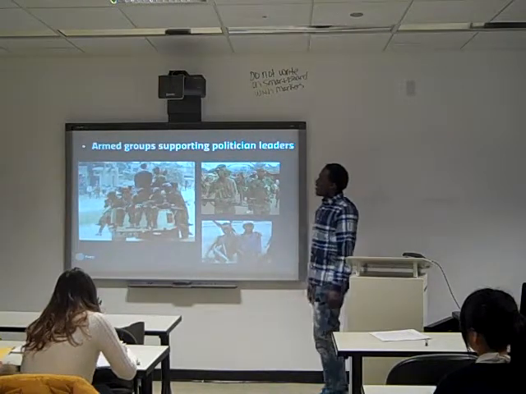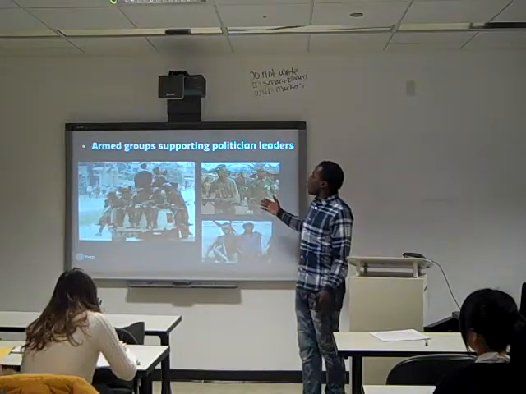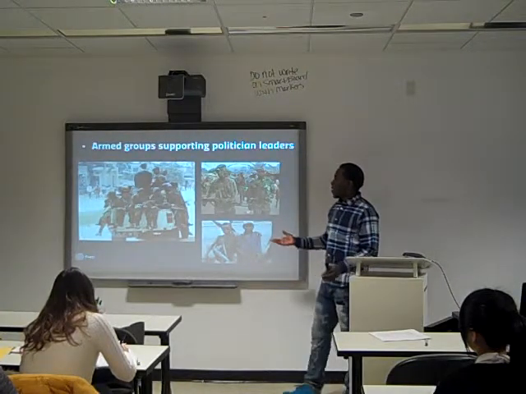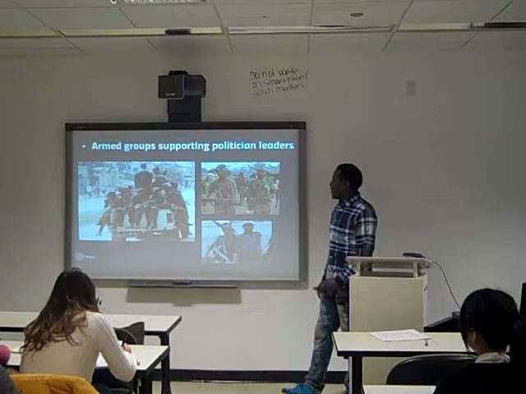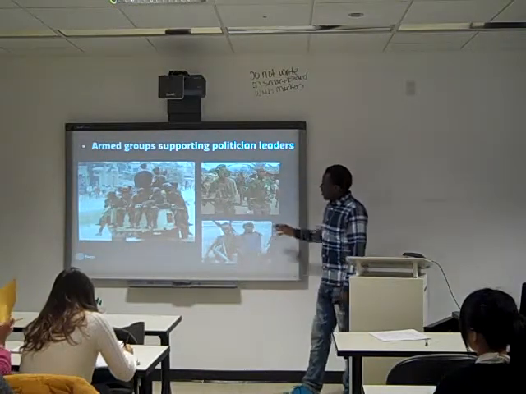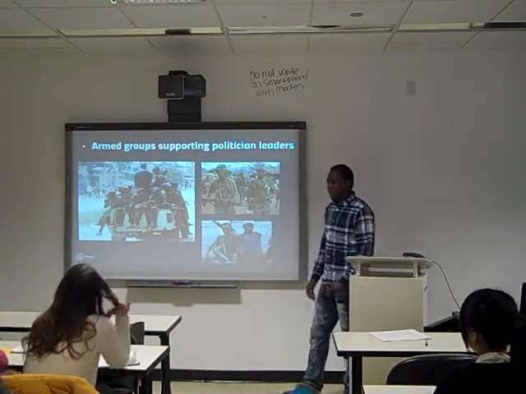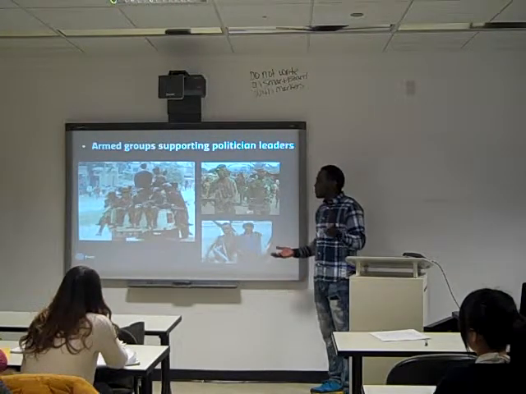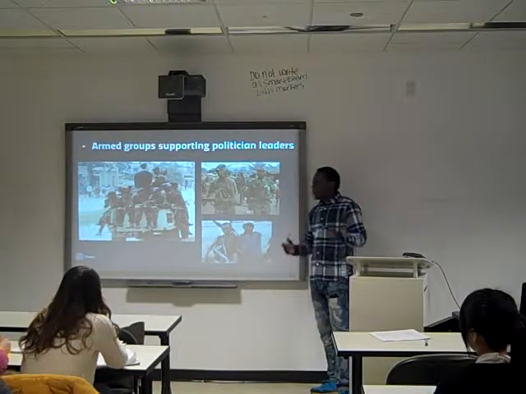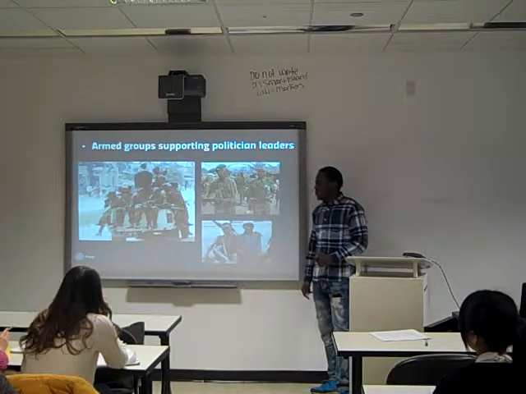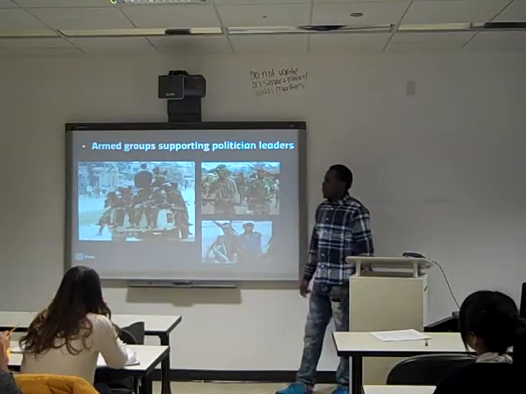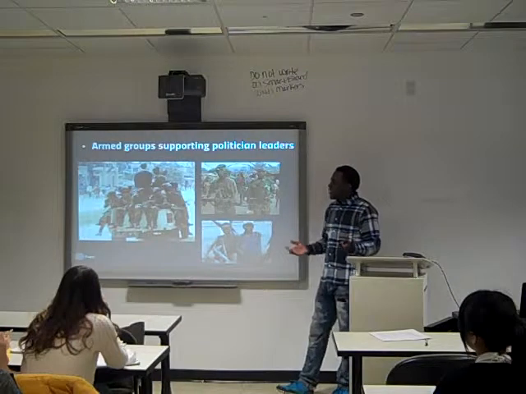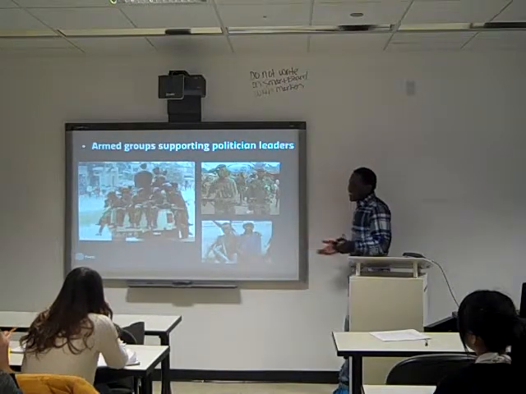And these are some pictures of those groups of people that were armed to support their politician leaders. Some of them were kids, and some of them were just regular people. People were killing each other for no reason, like because you belonged to a different ethnic group or religious belief. Some people were killed because they were in the wrong place at the wrong time.